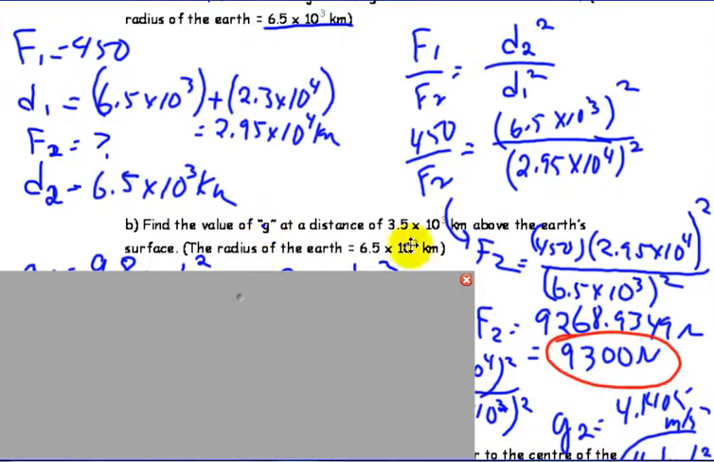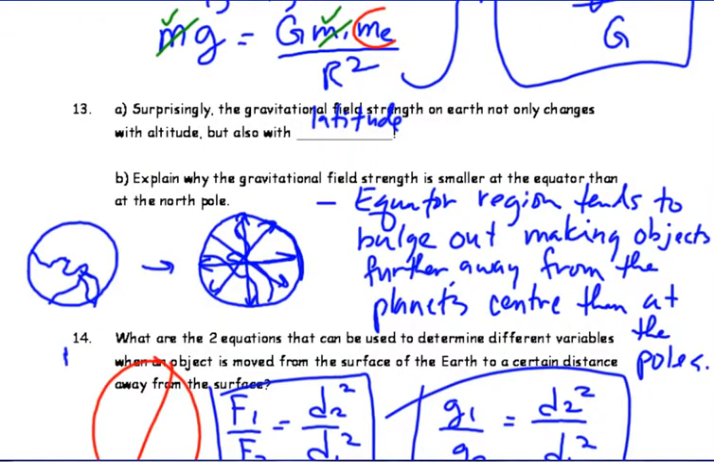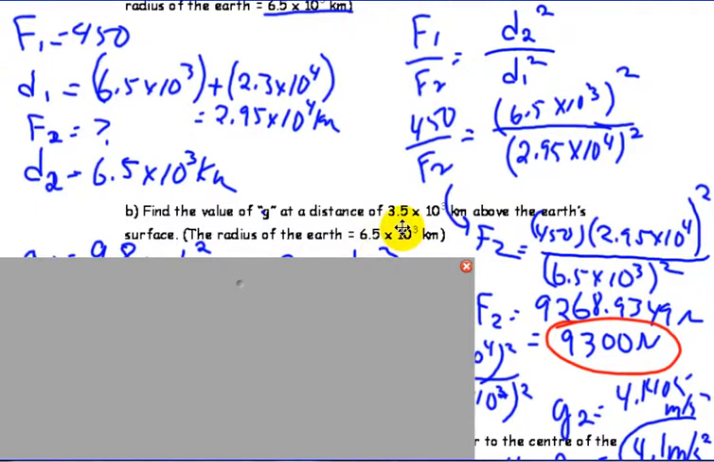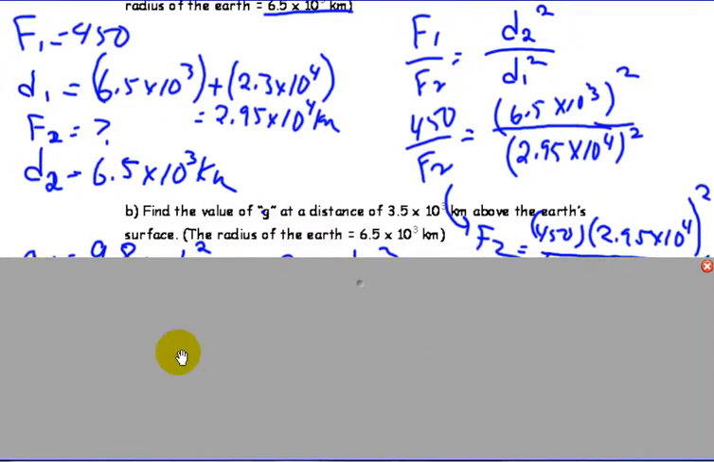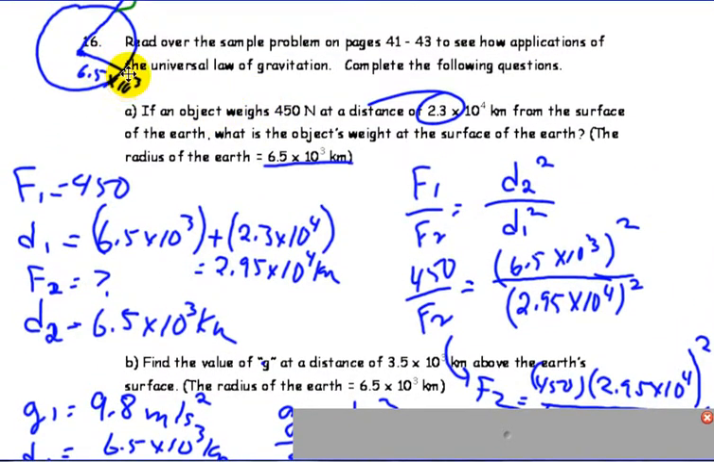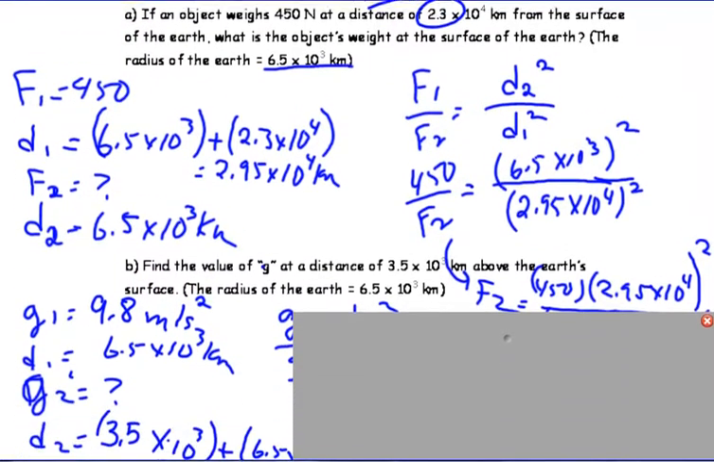Find the value of g. So in this case, instead of using the force equation, I'll use the g equation here. So a distance of 3.5 times 10 to the 3 kilometers above the Earth's surface, the radius of the Earth is 6.5. Now, we know the g at the surface of the Earth. Assuming that we're in an area that has it being 9.8, we'll assume that's what it is. And the 9.8, of course, is at the surface. And here we talked about weight. Here we're talking about gravitational acceleration, very similar relationship.